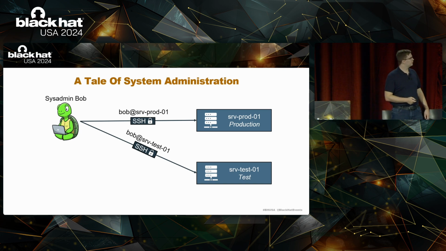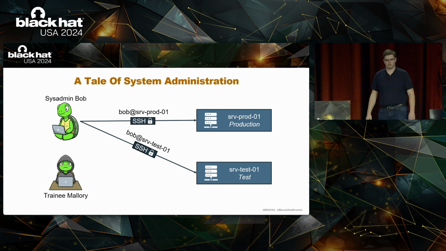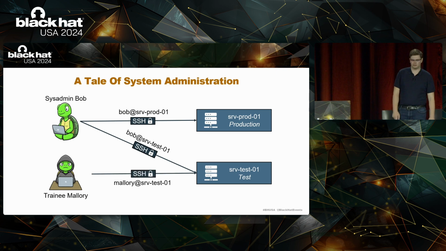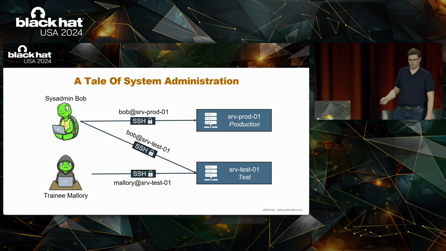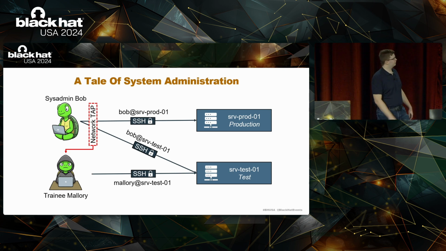Now, one day, the company hires a new employee, a trainee, which we call Mallory. As a trainee, he does not get access to the production level servers. He only gets access to the test level and only without sudo rights. So Mallory is not the nice kind of guy. He is eager to access the production level server. And to do this, he makes it rather simple. He installs himself a network tap at the computer of Bob to gain man-in-the-middle privileges on all of the connections that Bob initializes.